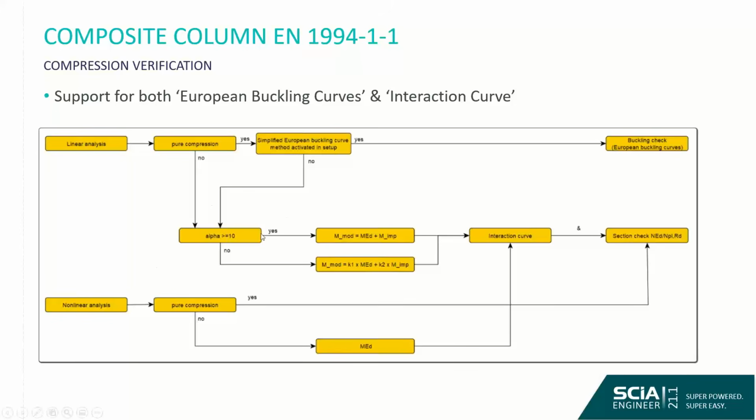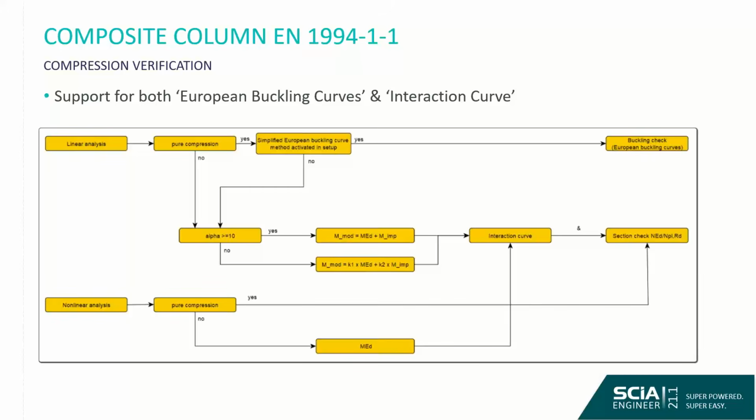Now, the first thing that will be checked is: is my alpha critical bigger or equal to 10? That means, do I need to account for second order effects? If I don't, so if alpha critical is bigger, then I will still calculate a modified bending moment that accounts for the imperfections in my structure. Actually, a little bit like we would have the reduction factor if we use the European buckling curve method.